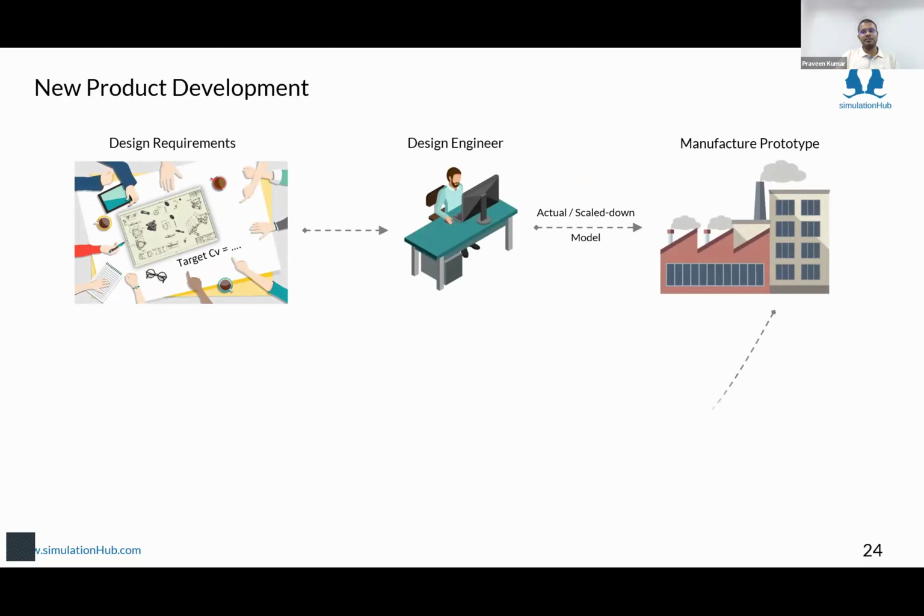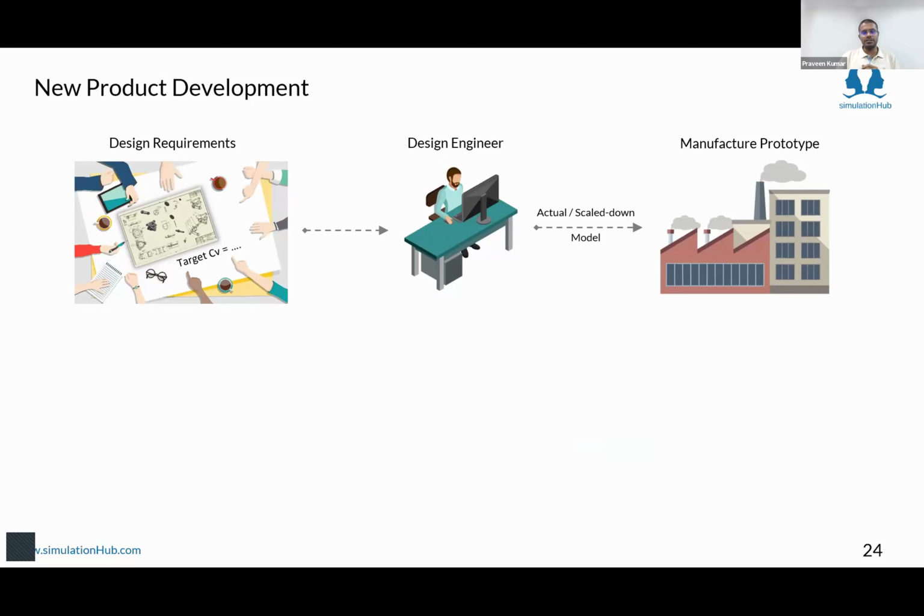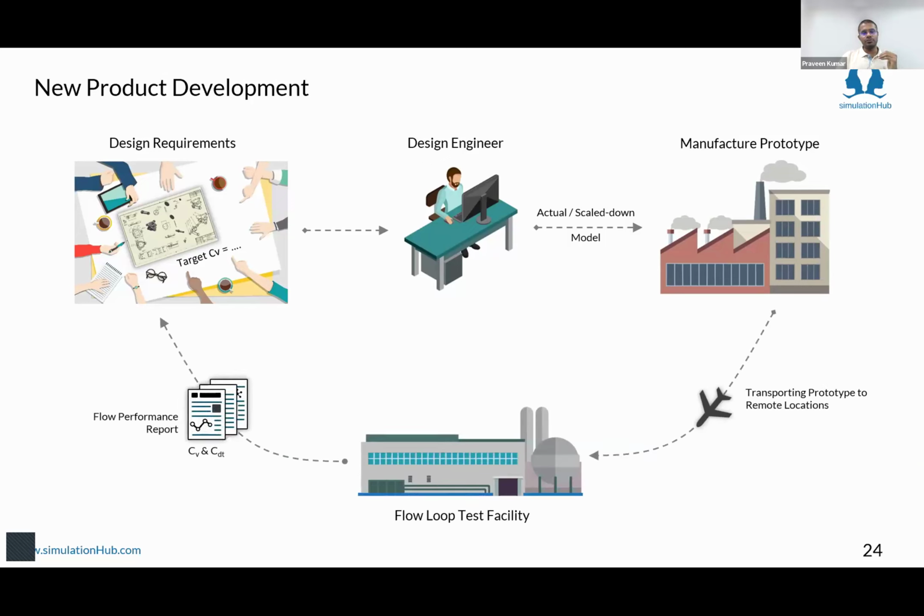Then the prototype is shipped to the flow loop test facility located in some remote location. The lab conducts the test and provides you with what is called a flow performance report. It has the CV and CDT for the complete range of opening. Now you compare the target CV and the achieved CV, and if it is not met, the design engineer makes some corrections or improvements, and then the process repeats.